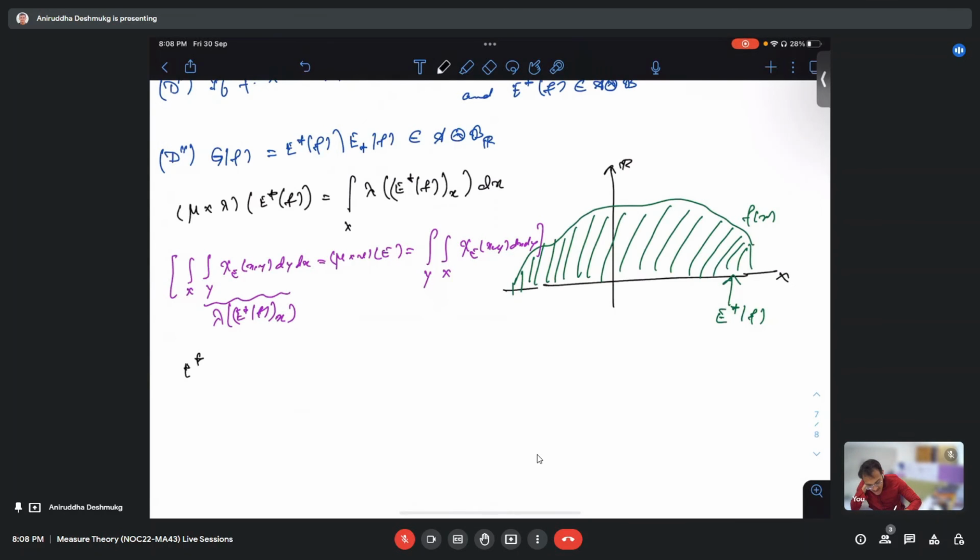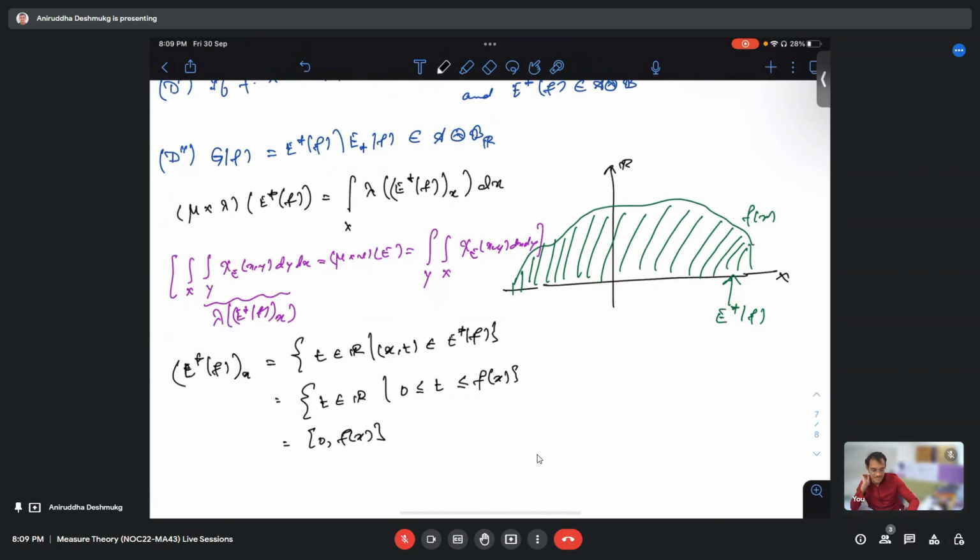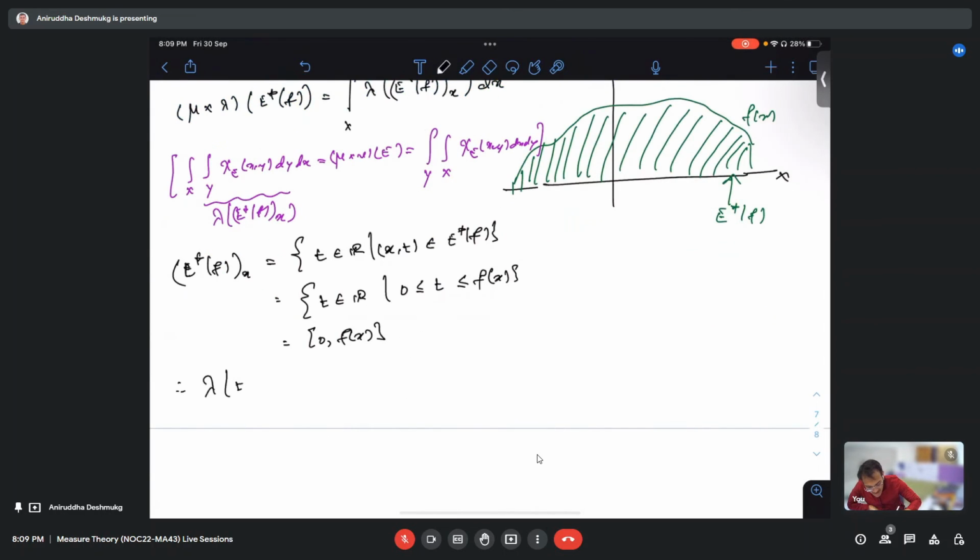So E star f x section will be in R. Look at all those t such that (x, t) is inside E star f. But what is the definition of being inside E star f? It means that 0 is less than or equal to t is less than or equal to f of x. But this is the interval [0, f(x)]. Therefore, the Lebesgue measure of E star f x section is equal to f(x).